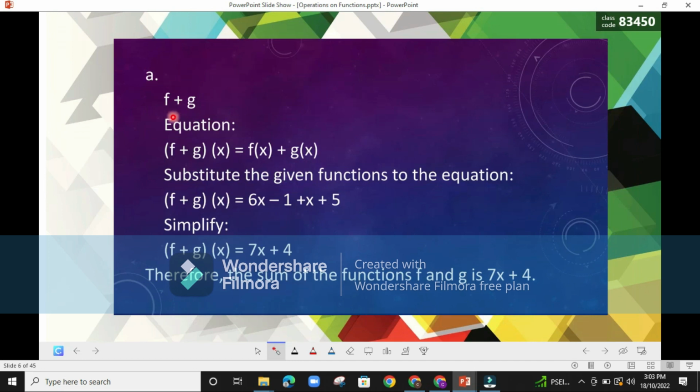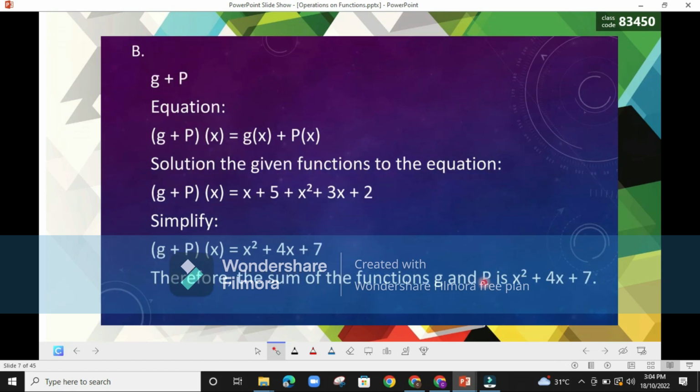So for letter A, you have here f plus g. We are going to add the functions f and g. We have the equation (f + g)(x) = f(x) + g(x). You substitute the given functions to the equation. You have (f + g)(x) = 6x - 1 + x + 5. Then we are going to simplify. Combining like terms, we have 6x plus x, that's 7x. Then negative 1 plus 5, we have 4. Therefore, the sum of the functions f and g is 7x + 4. Okay, this is just very simple.